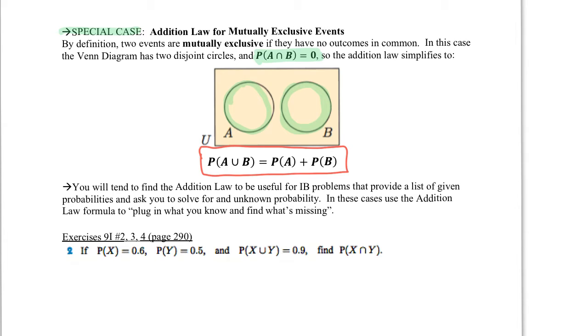So how am I going to know when to use this in any particular problem? What you should notice in IB is that you're going to see problems that really don't have context. They just give a list of probabilities, and from that list of given probabilities, you have to find something. When we use formulas in math and science, we basically follow the idea that we should plug in what we know and find what's missing. If I use this addition law to solve these problems, you'll see that this section is very straightforward.